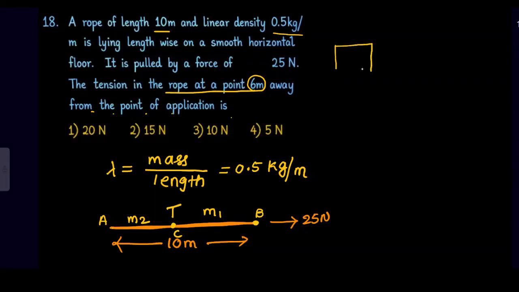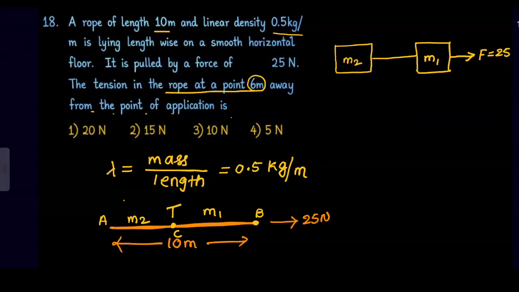Now I will treat this as a combination of two blocks. This is one block, this is the other block. These two blocks are connected by a mass. The whole thing AC is having mass, and I'm treating that mass as a block. This will have a mass of M2, this mass is M1. This type of problem we did earlier, if you remember.